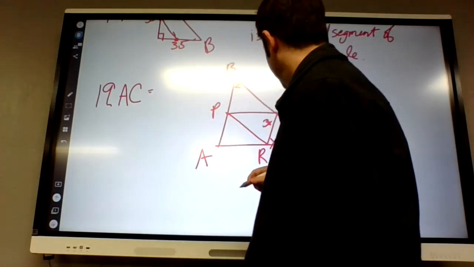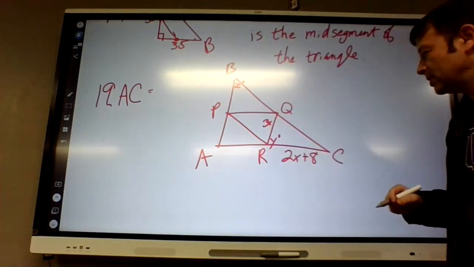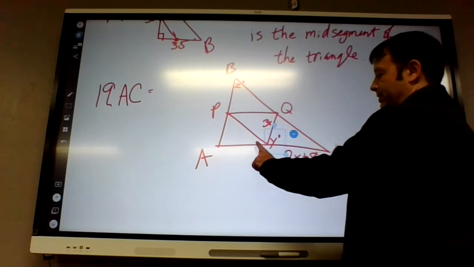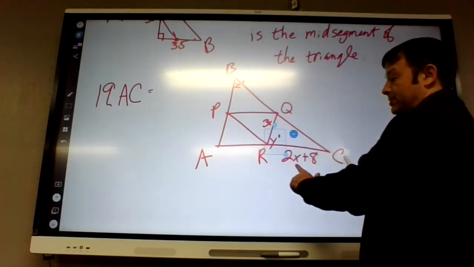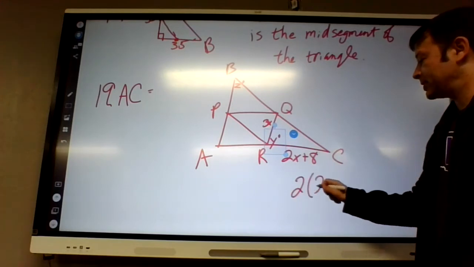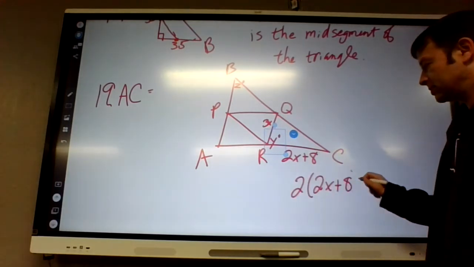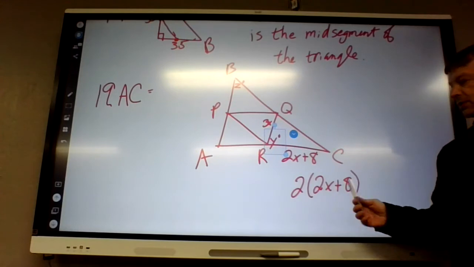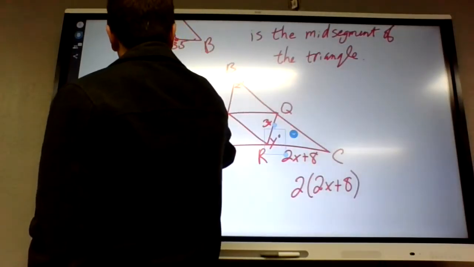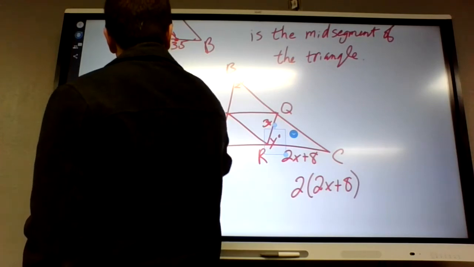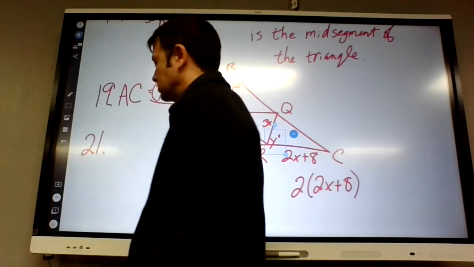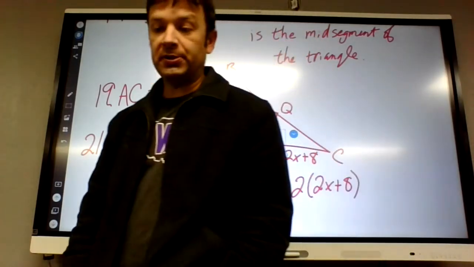All right, did I get everything? Okay, yeah. Because this is the midpoint, AC is going to be twice as long as RC. So what's 2 times 2x plus 8? 4x plus 16. So we don't have a number answer, we just have an algebraic expression. A variable answer.